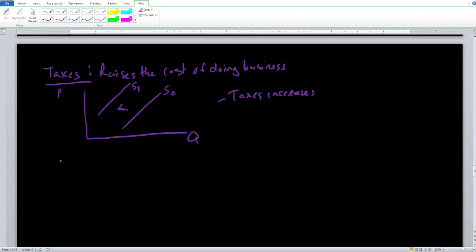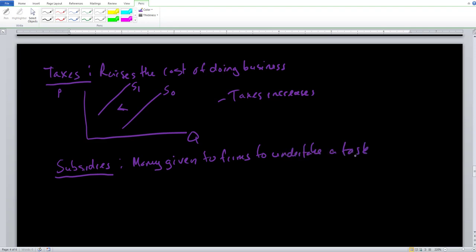And then finally here, our final determinant is going to be subsidies. Subsidies are basically just the opposite of these taxes. So essentially the government can give a subsidy to a firm or corporation, and that's just going to be monies that the government gives to this firm or corporation in order to do a particular task. So money given to firms to undertake a task. So if firms hate taxes, they actually love these subsidies.